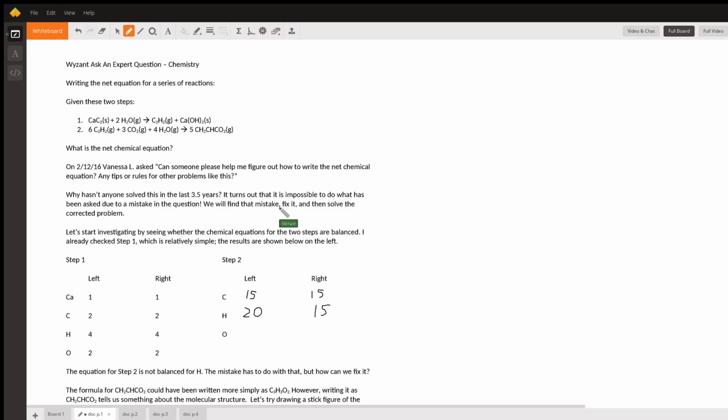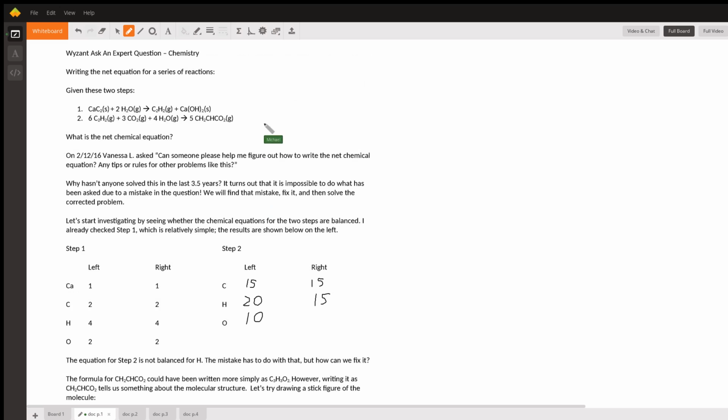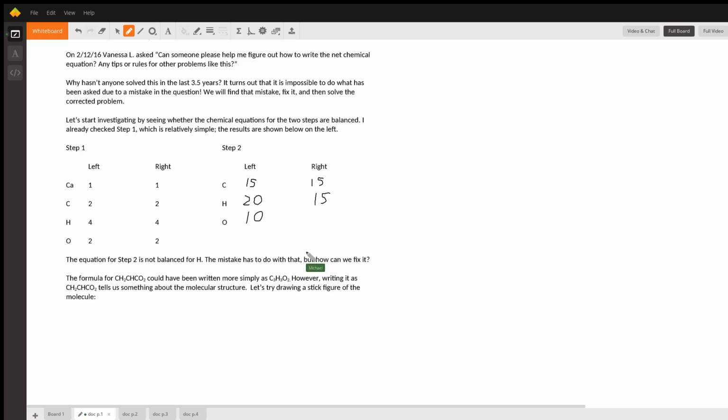But let's check oxygen. So here we have 3 times 2 is 6, and 4 times 1 is 4, total of 10. And on the right side, 5 times 2, total of 10. But here's a problem. And remember that if we could get another 5 on this side, it would be balanced.